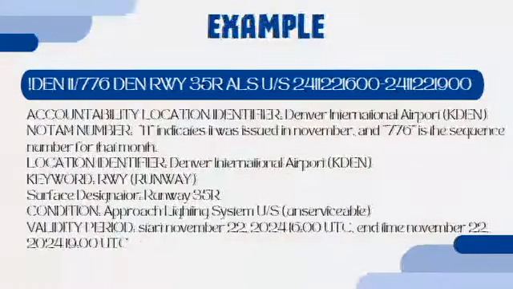Now we have another example. Let's decode it a little faster. At first, we have the accountability location identifier that says DEN, that is the Denver International Airport. Following this, we have the NOTAM number that says 11, that indicates that it was issued in November, and then this 776, that is the sequence number for that month.